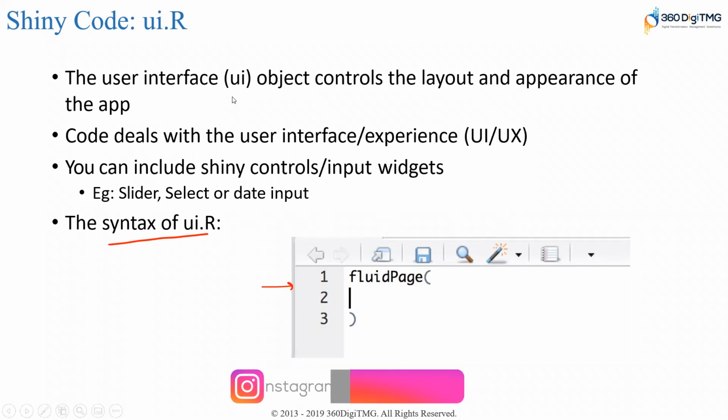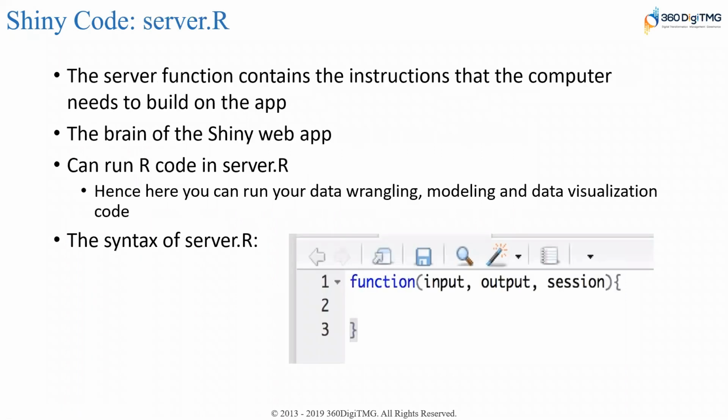This is about user interface. Now coming to server. The server function basically contains the instructions that are being built by the application. In simple terms, you'll be passing the R code, the logic. This is also known as the brain of your Shiny app.